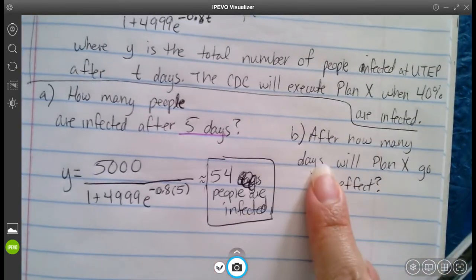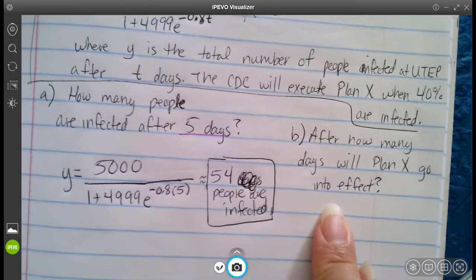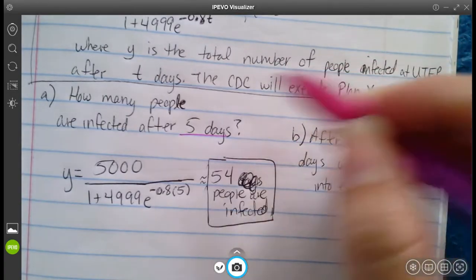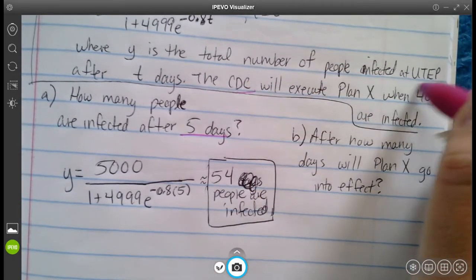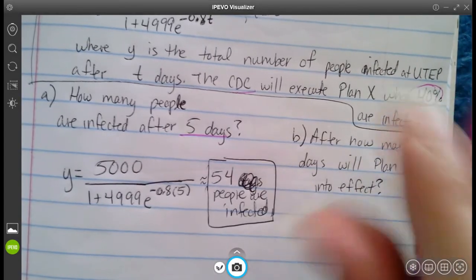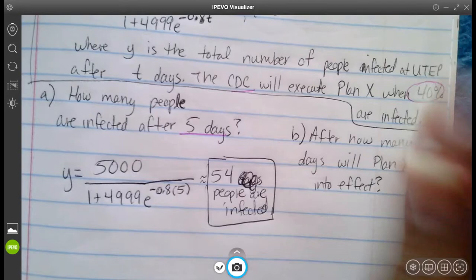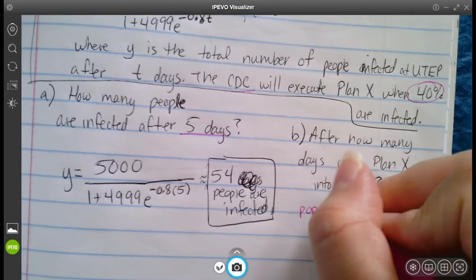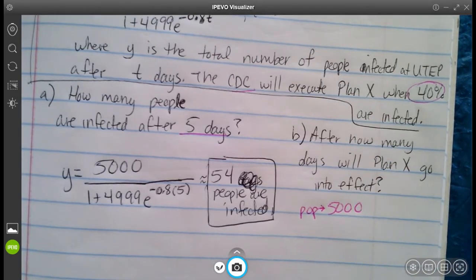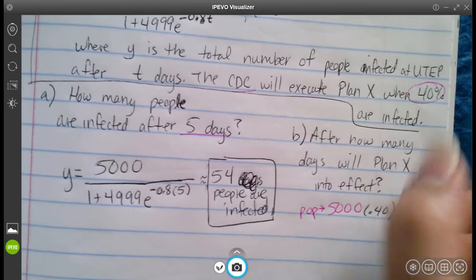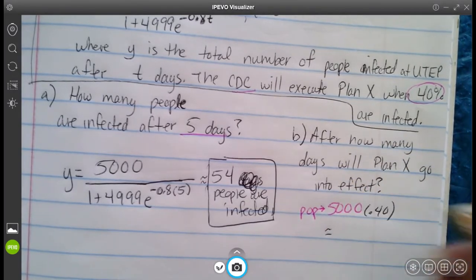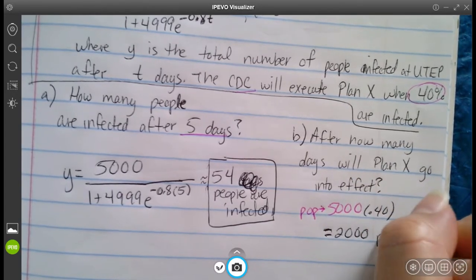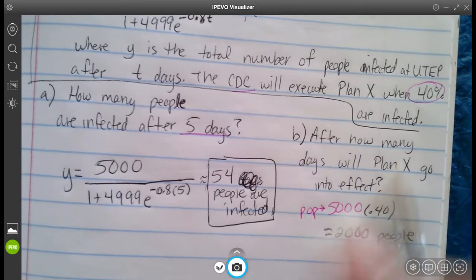Okay. Letter B says after how many days will Plan X go into effect? So for this part, we're going to need the second part of the little word problem that I have here. It says that the CDC is going to execute this Plan X when 40% of the population is infected. So the population, according to this problem, is 5,000. So this is the population, okay? And we want to take 40% of that. So we're going to multiply this times 0.40, which is 40%. And that would give us 2,000. Exactly. So 2,000 people is the 40%.